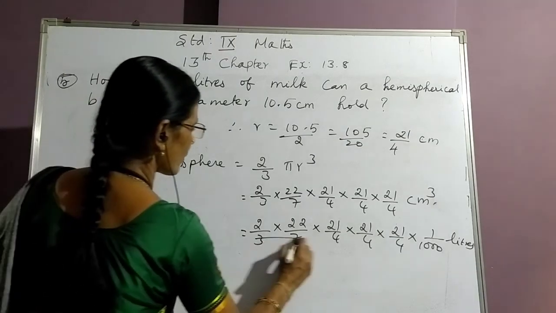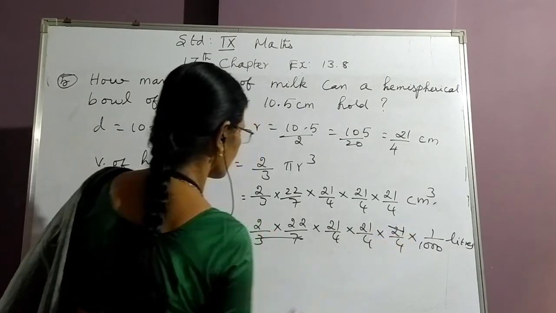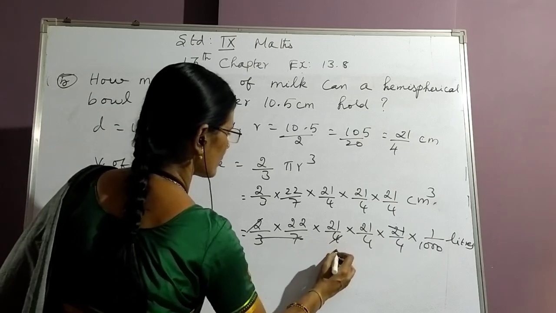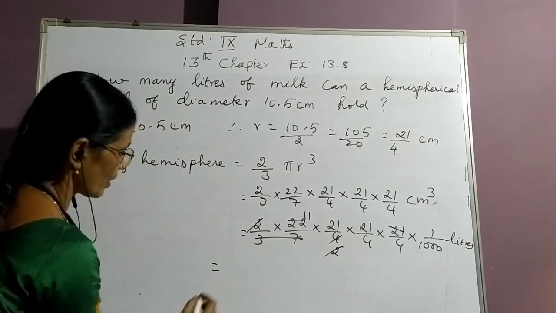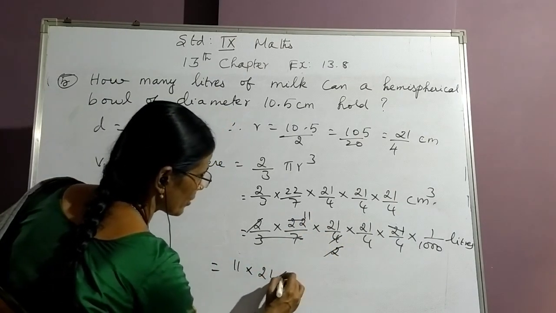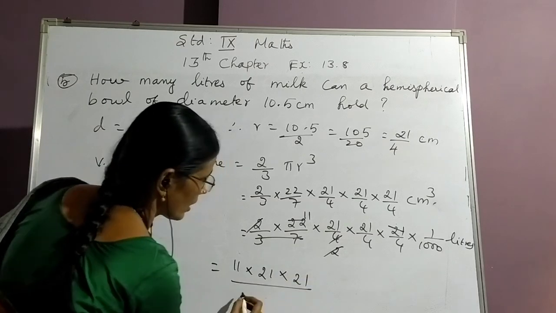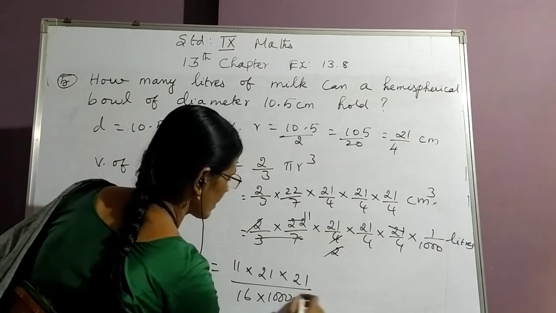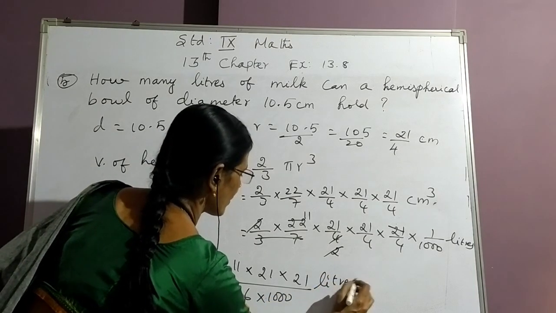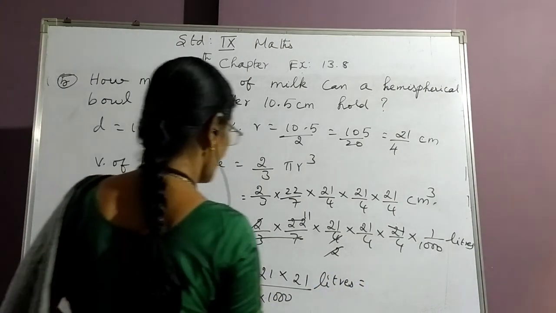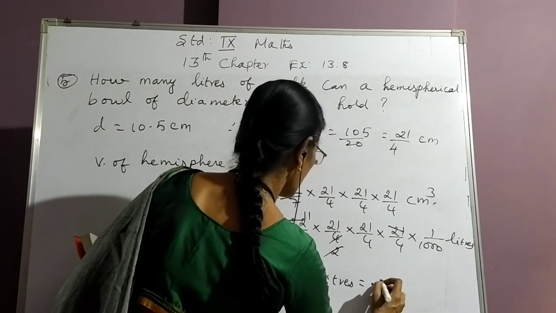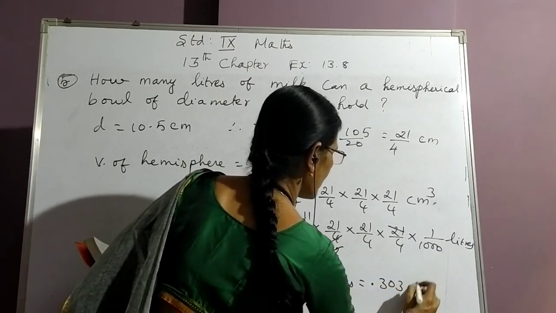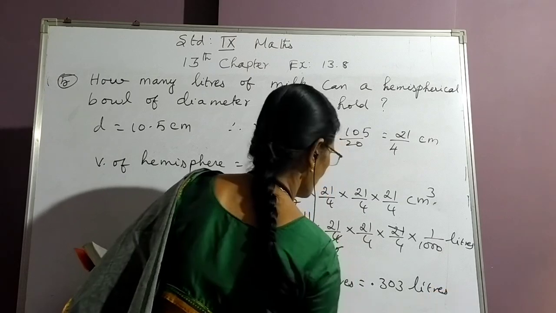So cancelling, we get 11 into 21 into 21 upon 16 into 1000 liters. So if you simplify, you will get 0.303 liters approximately.